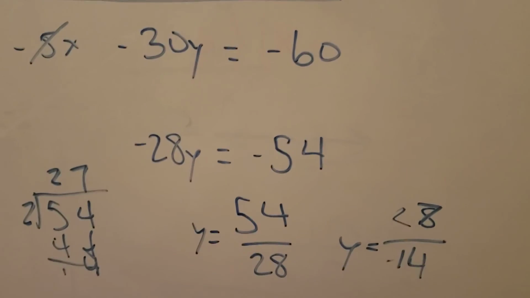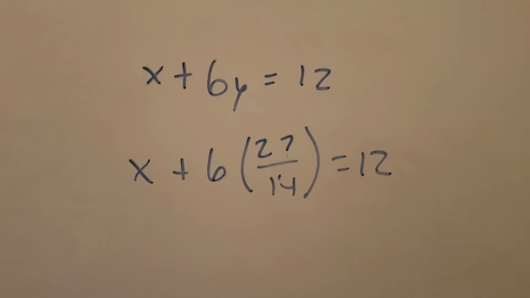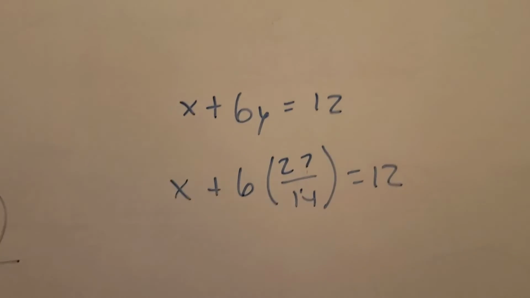As you can see, I really struggled with 54 divided by 2. So best to leave that for maybe a calculator. The point being, though, you can get a value for x and a value for y by doing the elimination method as well.